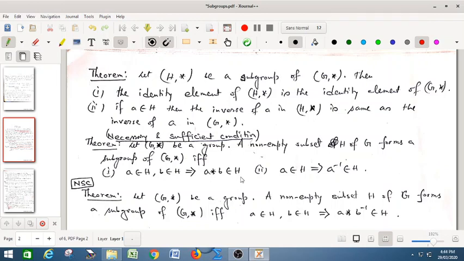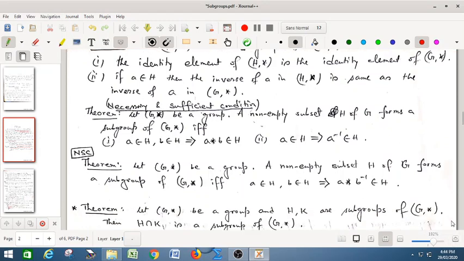That means if these conditions follow, H is a subgroup of G, and if H is a subgroup of G, these two conditions follow. If you club these two, you don't have to prove these two things, you need to prove only one property, that is the next theorem. This is also a necessary and sufficient condition. That is, if you can prove a belongs to H, b belongs to H implies a star b inverse belongs to H, then this is also the necessary and sufficient condition. So we have talked about a necessary and sufficient condition for a subset H to be a subgroup of G.